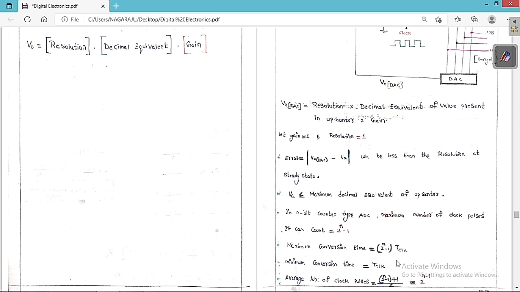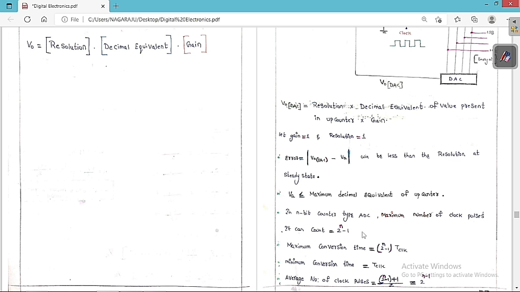T clock. So you can see clearly this conversion time depends upon the input voltage. As the input voltage increases, the actual conversion time also increases. As the input voltage decreases, the actual conversion time also decreases. So we can say finally, very simple, this conversion time depends upon the number of bits and also upon the input voltage.